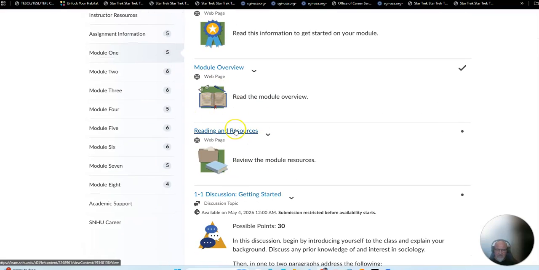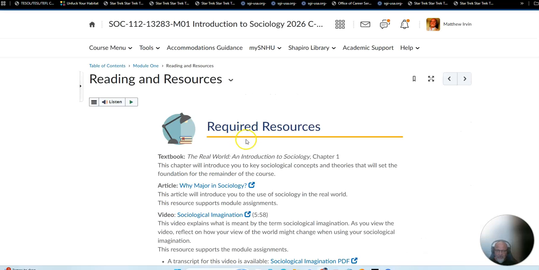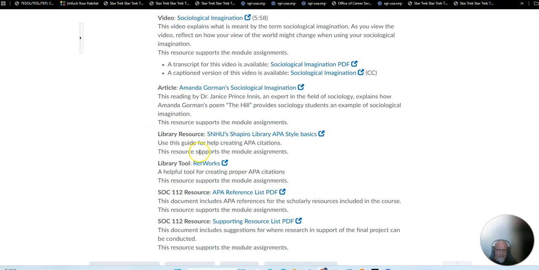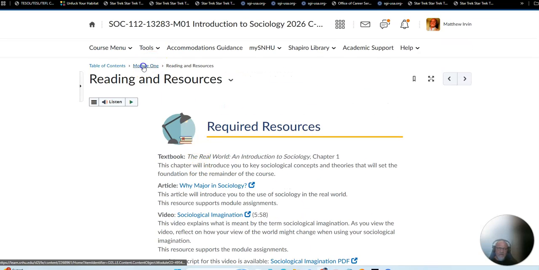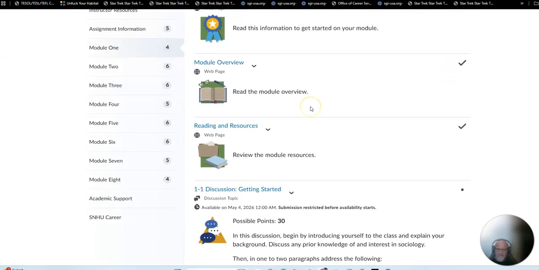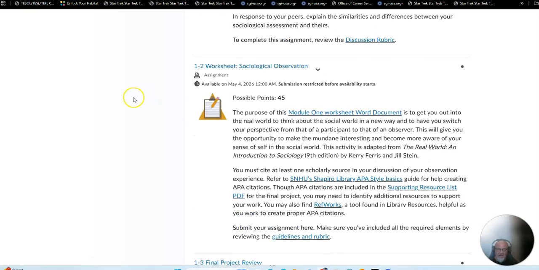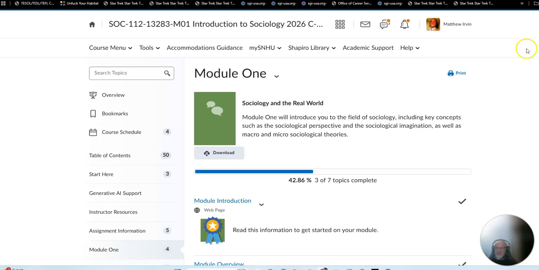It'll give you readings and resources. Review the required resources. Don't just read chapter 1. You've got plenty of other links in here that you can read. And then you'll have your assignments here. 1-3 is an ungraded assignment. Again, please review the final project guidelines and rubric. I look forward to responding to you and to us working together over the course of the semester.